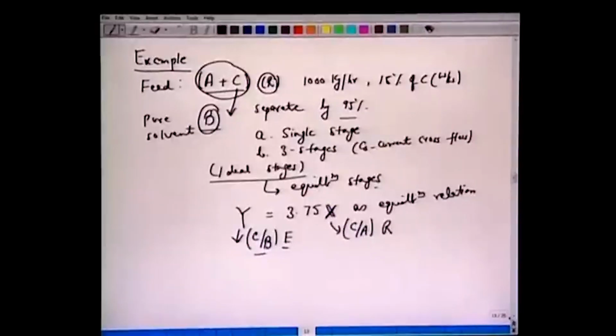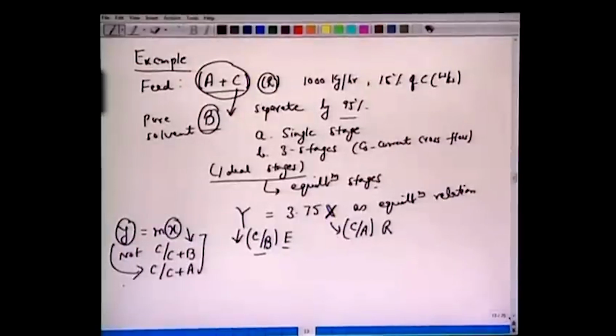and equilibrium is given by y equals 3.75 x. Note, this is not y equals mx with small y and x, the mole fractions. This is solute free basis. This is C by B, not C by C plus B or C by C plus A. Here we use this capital X and Y, etc. So, this is all solute free basis, and we have already seen if we use the capital Y and capital X, we have operating curves which are linear.